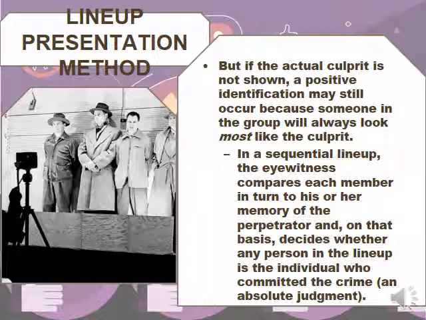In a sequential lineup, the eyewitness compares each member in turn to his or her memory of the perpetrator, and on that basis decides whether any person in the lineup is the individual who committed the crime. In other words, an absolute judgment.